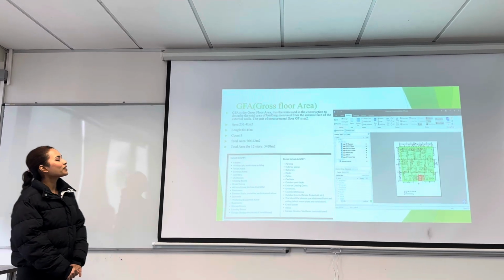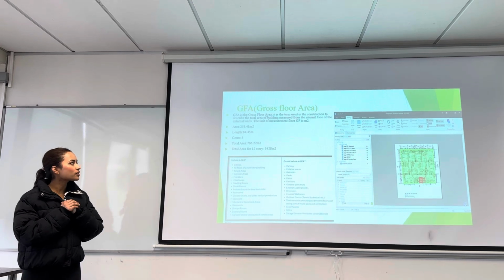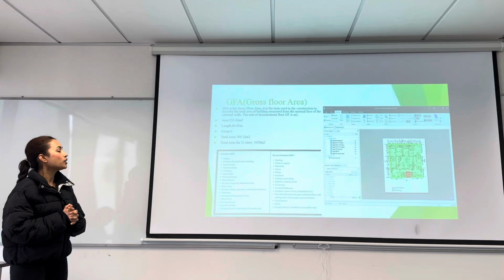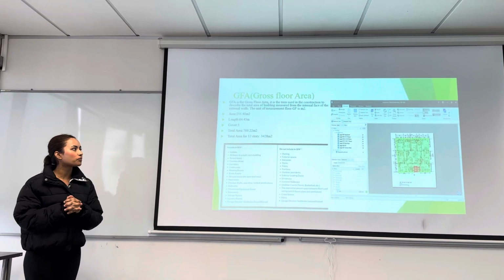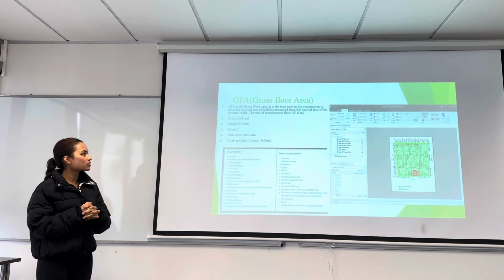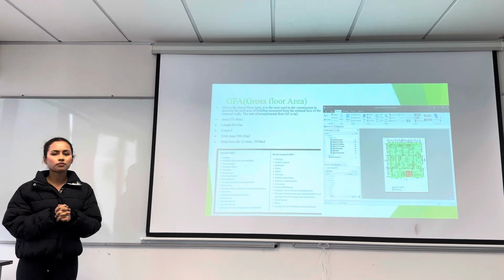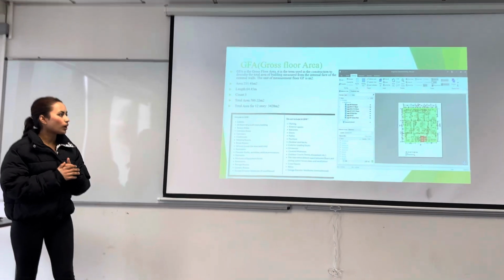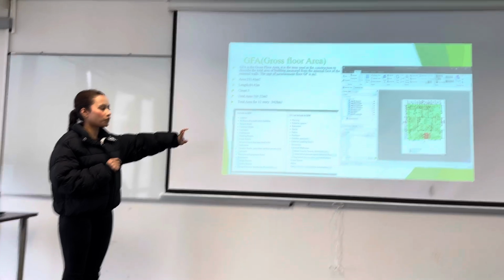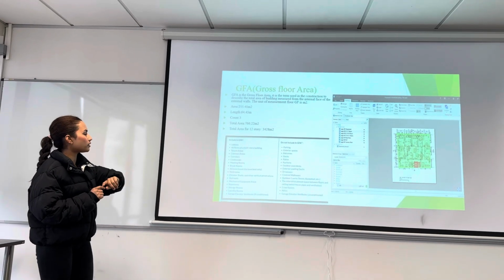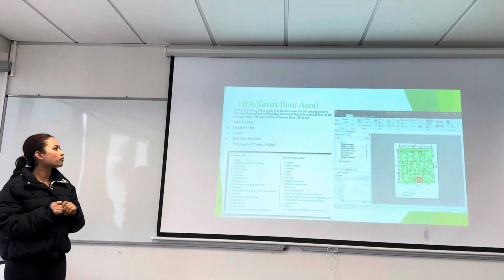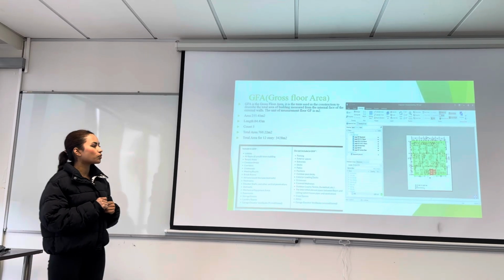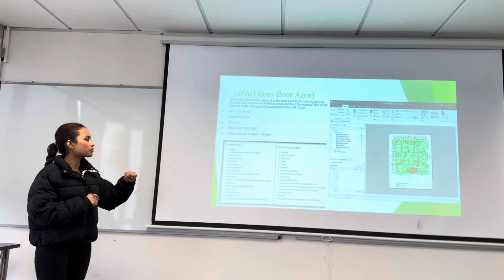GFA, the gross floor area, is the term used in construction to describe the total area of a building measured from the internal face of the external walls. The unit of GFA is square meters. I have taken the floor 357 on the picture, and its area was 255.41 square meters and the length was 64.45, whereas the count for that one was 3.